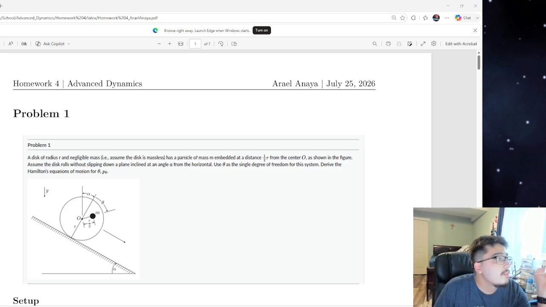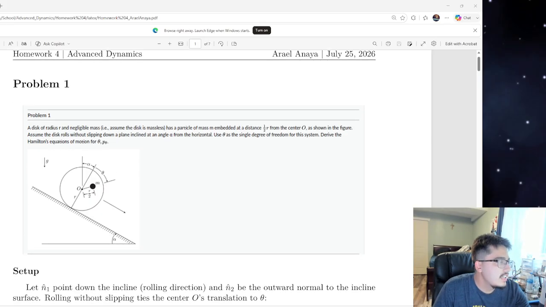Hi everyone, today I'm going to be recording my attempt to solve problem 1 from homework 4. The setup is that we have this disk of negligible mass and we've attached some point mass to it. We're just trying to calculate the dynamics as it rolls down some ramp at an angle alpha. We do have gravity to consider, and we define this angle theta, which is how many degrees the disk has rolled.